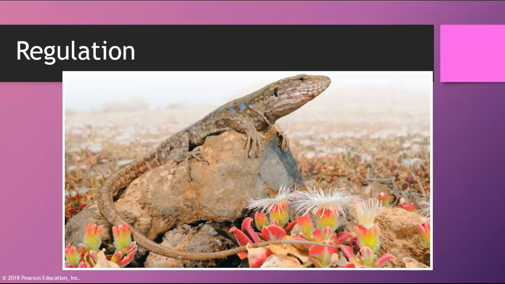And so when lizards and other reptiles get cold, they move into the sun and sit in the sun to absorb energy and raise their body temperature.